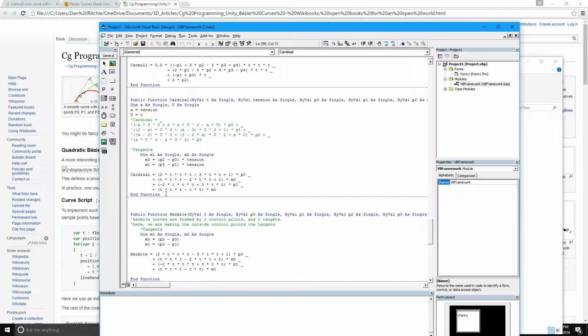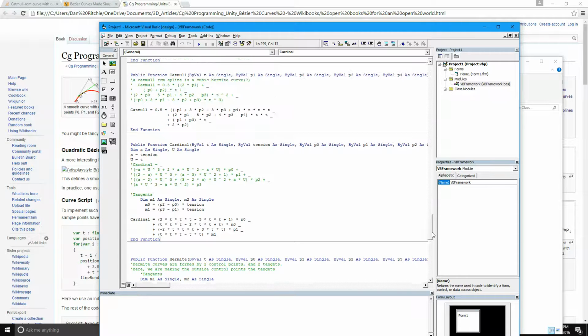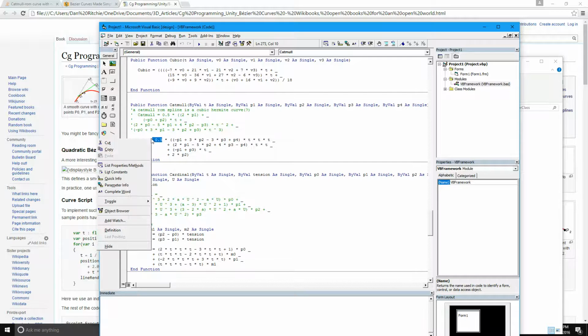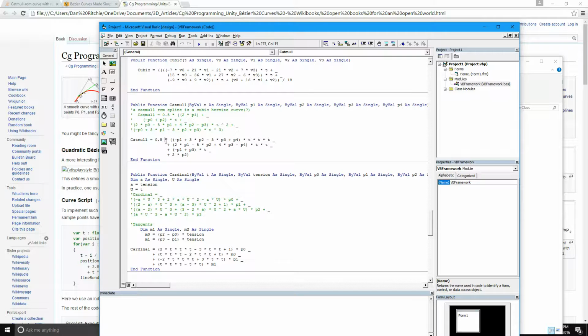Cardinal is basically, well, the Catmull-Rom is a specialized form of the cardinal curve. You can see the formulas look fairly simple. The only difference with Catmull-Rom is that the blending function is set to 0.5, or the multiplier for the curve tension is 0.5, whereas the cardinal curve gives you control over the tension at the knots, or the data points.